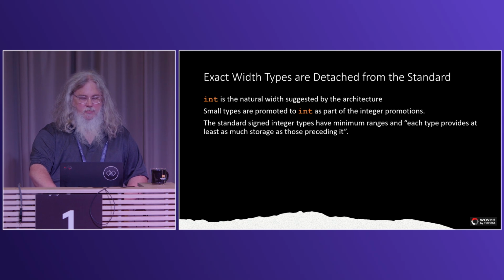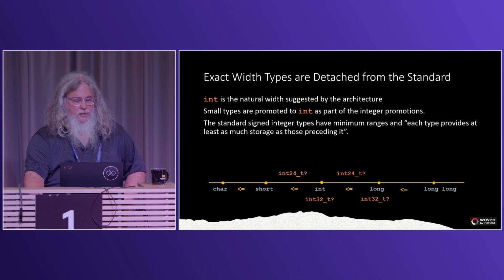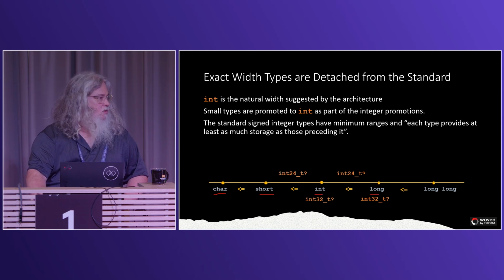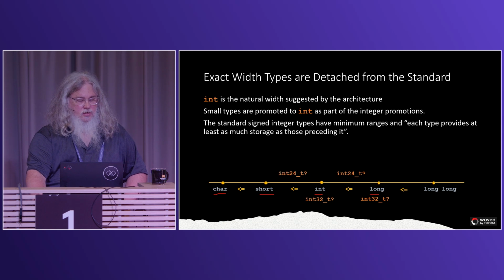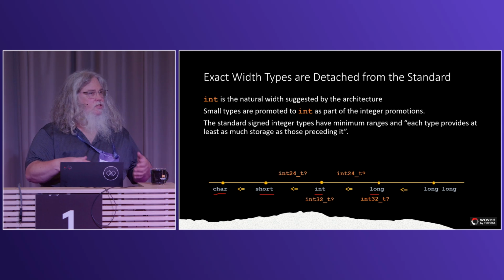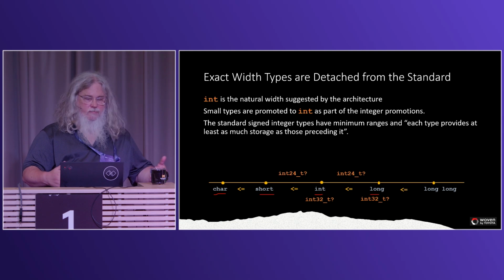So the standard integer types have minimum ranges, so each type provides at least as much storage as those preceding it. And so if you're sticking with the standard types, you know the relationships of these types. You know that short is always at least as large as char, and int is always at least as large as short. So you know that you can safely convert a char to a short, and you can safely convert a short to an int. You can always convert any integer to a wider type of the same signedness. That is always a safe conversion. You don't need to be concerned about looking at the value range.